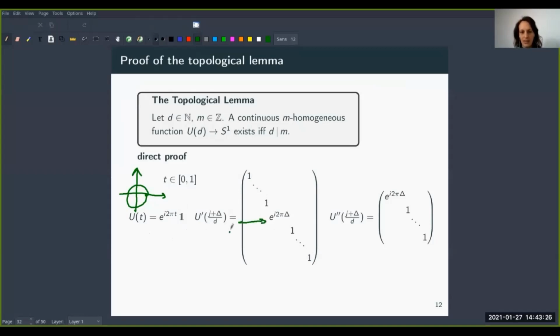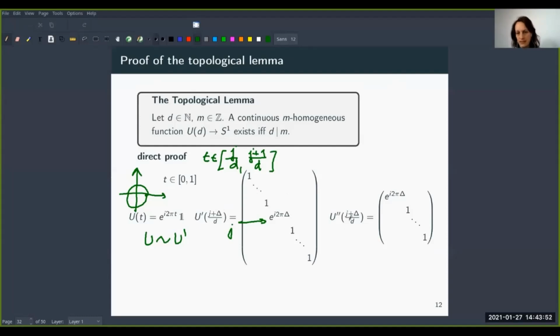So this is the jth entry, and we are looking at the time interval between j over d and j plus 1 over d, so delta is between 0 and 1, and then the jth entry is making a full loop. I claim that u and u primed are continuously deformable to each other, or homotopic.